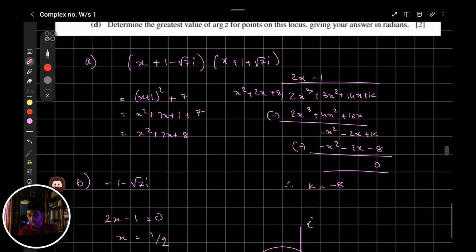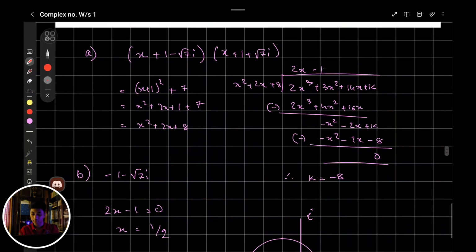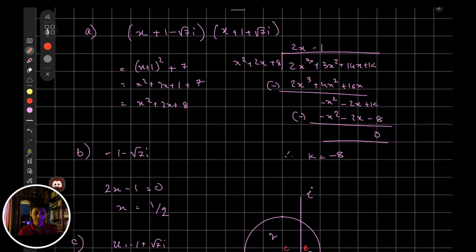You subtract and you get minus x squared minus 2x plus k. Drop down the value of k. Next, you can multiply with minus 1 to get minus x squared minus 2x and minus 8. Since all of these values are going to be cancelled out, you know this is the right quotient. So in that case, the value for k comes out to be minus 8. That is how you're getting k is equal to minus 8.